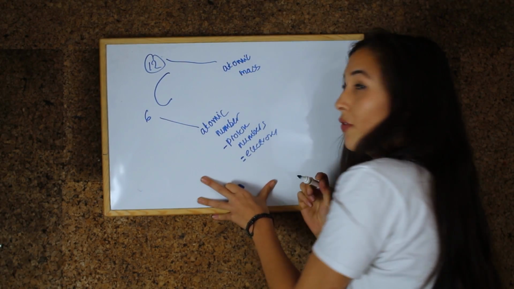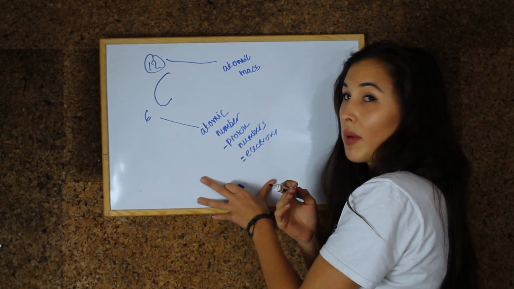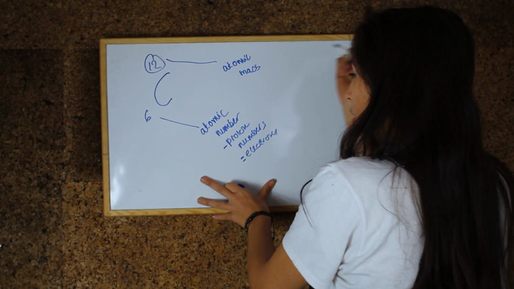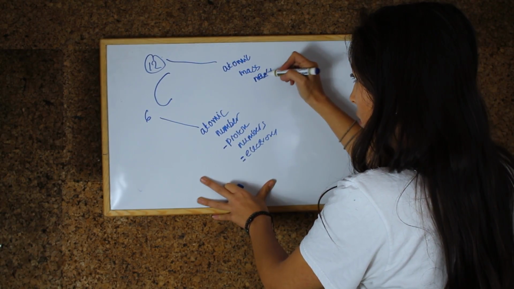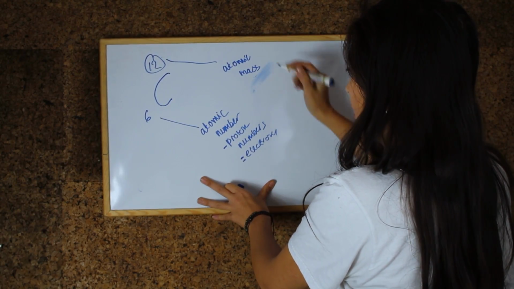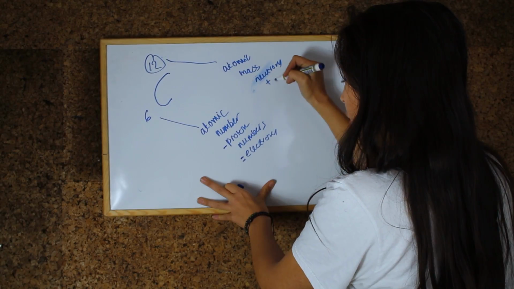So as I mentioned before, the things that weigh or have mass in an atom are the things in the nucleus. So the things that live in the nucleus are the neutrons. That's spelled wrong, hang on. The neutrons and the protons.